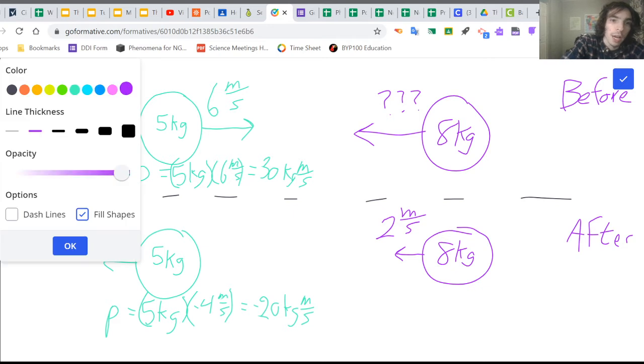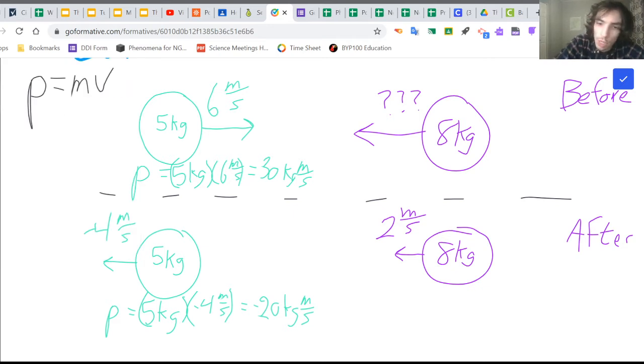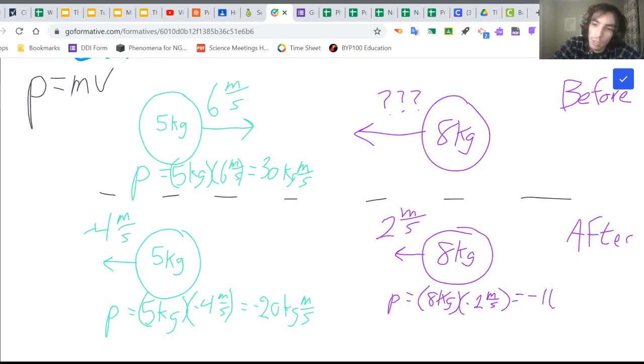And then we can calculate our momentum for this purple object afterwards too. Similarly, this is an 8 kilogram mass moving 2 meters per second to the left. And so that's going to be a negative 2 and therefore a negative 16 kilogram meter per second momentum for this purple object afterwards. Okay, so we haven't actually applied conservation yet, right? All we've done is calculate a whole bunch of different momenta for these objects before and after this collision.